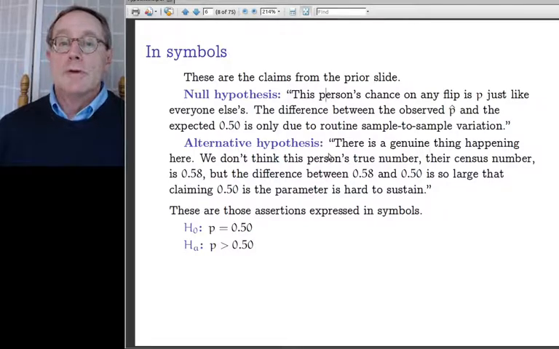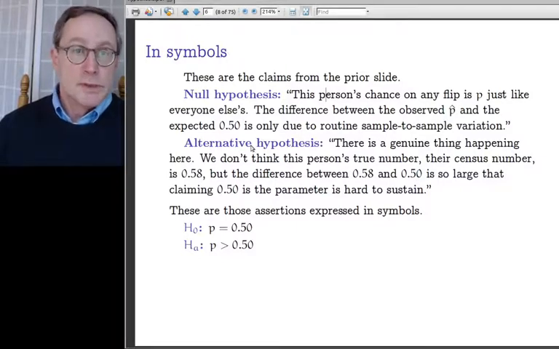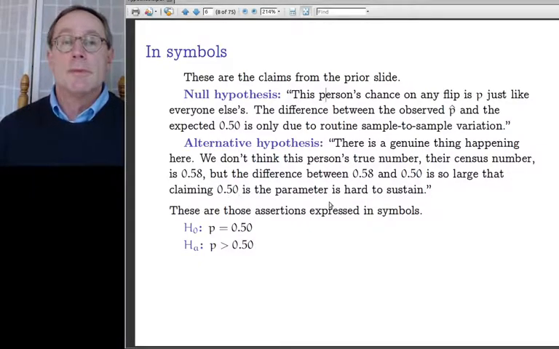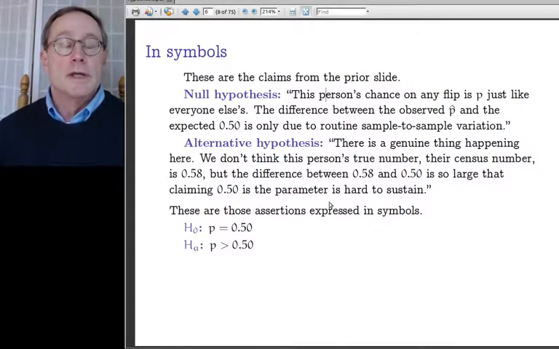The alternative hypothesis, the contention that there's a genuine phenomenon here, is that there's a genuine thing happening. We don't think this person's true number is 0.58, but the difference between 0.58 and 0.50, this person says, is so large that claiming that 0.50 is the parameter is hard to believe. Okay, so here are those two assertions written in symbols.